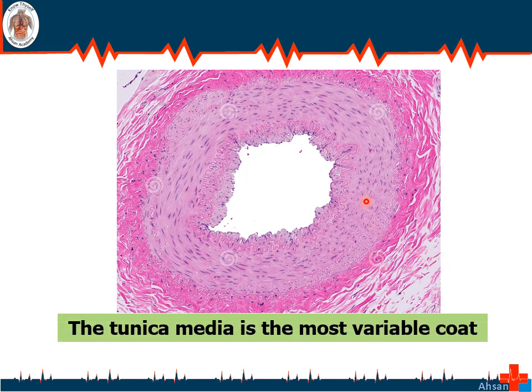So tunica media is a variable layer that will help us identify what type of artery it is, or whether it is a vein or artery. So media is a very important clue to the determination of the blood vessels. Relative thickness of the wall is also an important factor. Media is the thickest layer in the artery, but adventitia is the thickest layer in the case of vein.